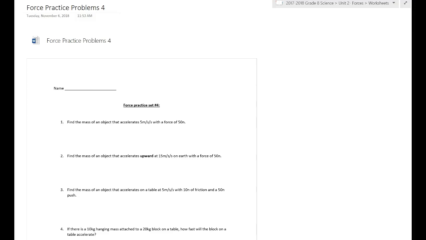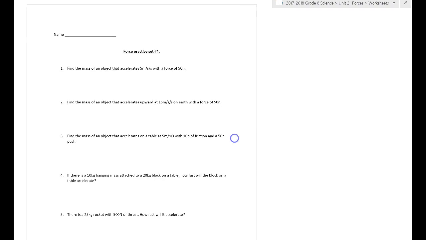This will be a video for reviewing the force practice set number 4. Find the mass of an object that accelerates 5 meters per second squared with a force of 50 newtons. So that's our F, that is our A, we're solving for M, so 50 N equals 5 meters per second squared times mass. Divide both sides by 5, that cancels out to 10, so our mass is going to be 10 kilograms.